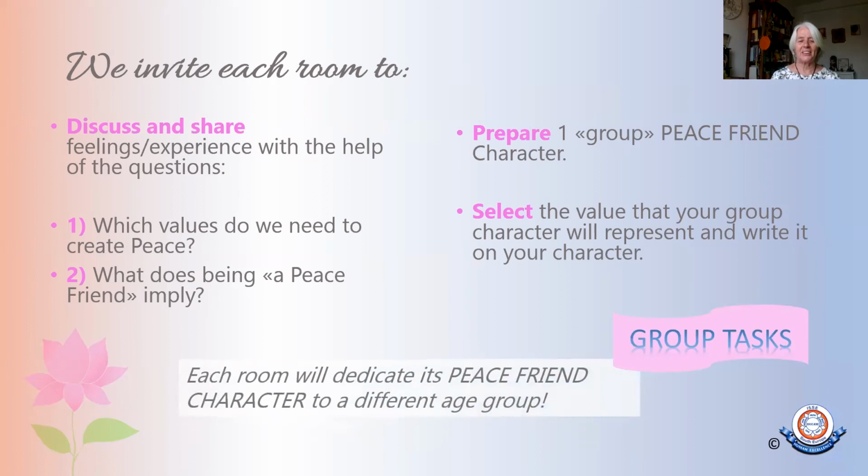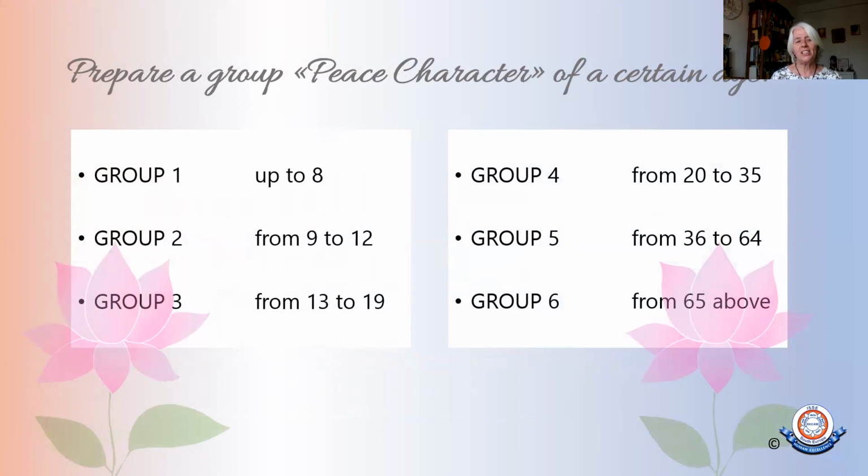And then each room will dedicate its peace friend character to a different age group. In the following slide, we are going to distribute the ages and the groups. So in group one, you need to draw a character of a person up to 8 years old. In group two, from 9 to 12 years old. Group three, from 13 to 19, so the teenagers. Group 4 from 20 to 35, young adults, group 5 from 36 to 64, the mature adults, and the people of group 6 will draw a character of people from 65 and above.